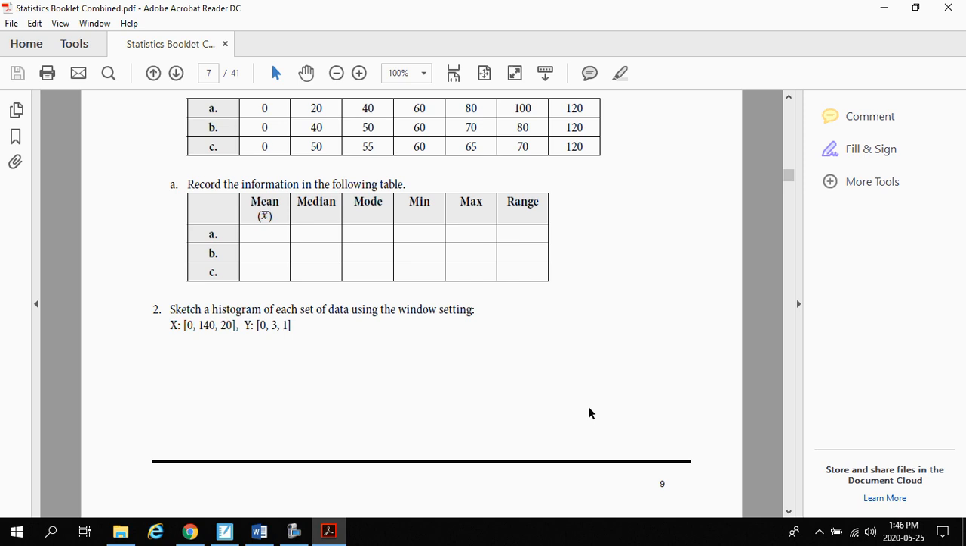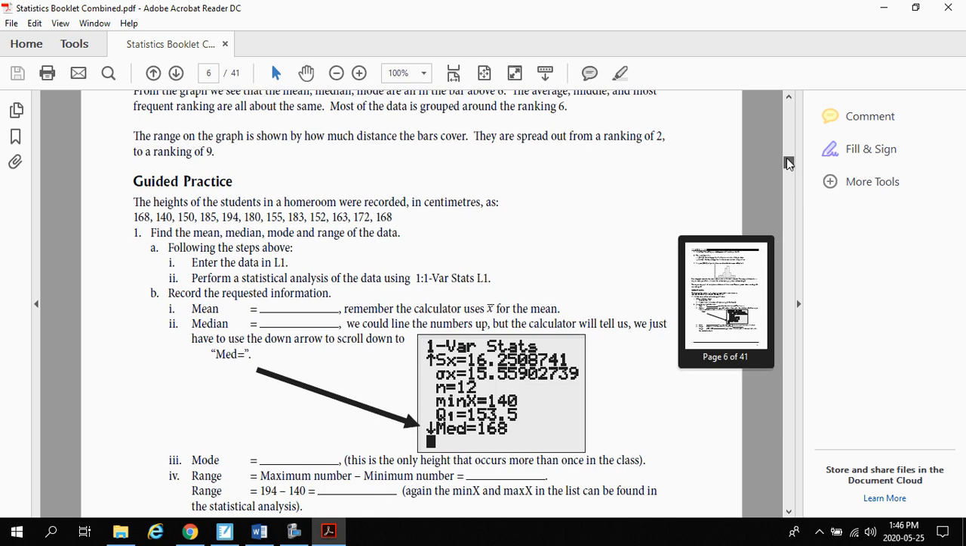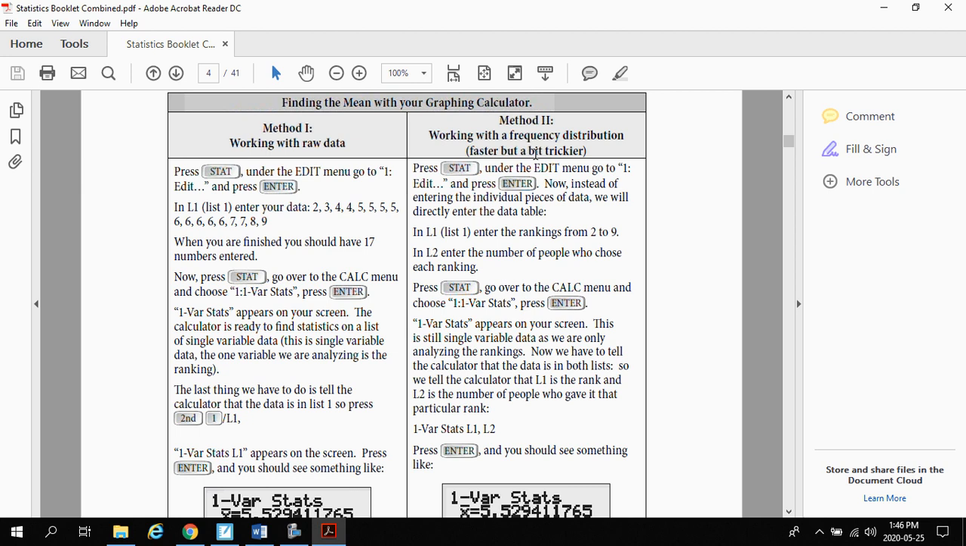It gets more complex. So if these seem really difficult, it's only going to get worse. So I would recommend using your textbook to practice a couple of these types of questions, either working with raw data or working with a frequency table or a frequency distribution.